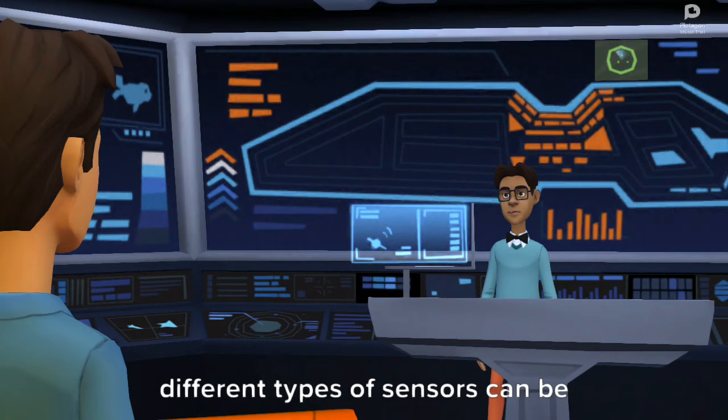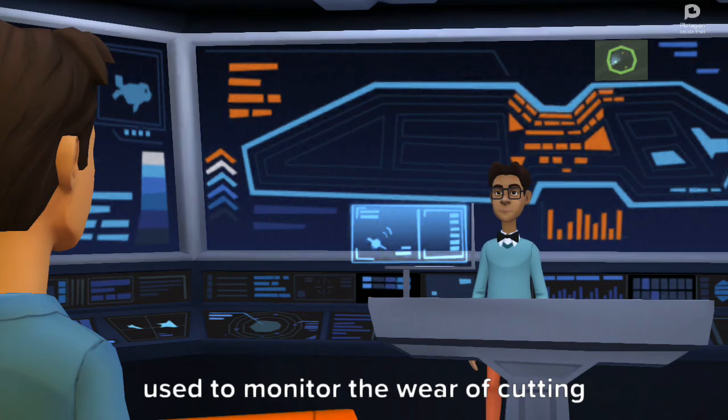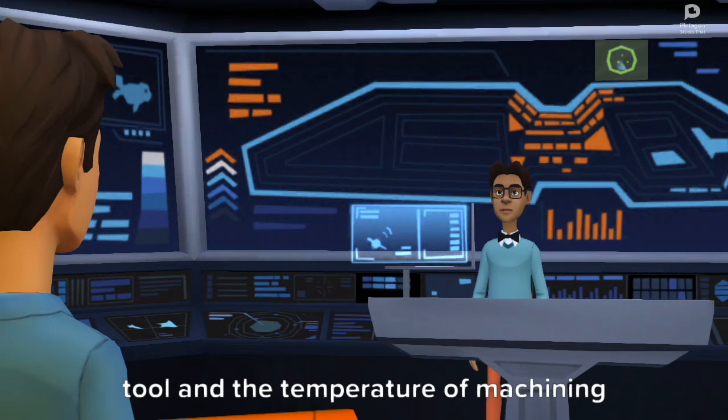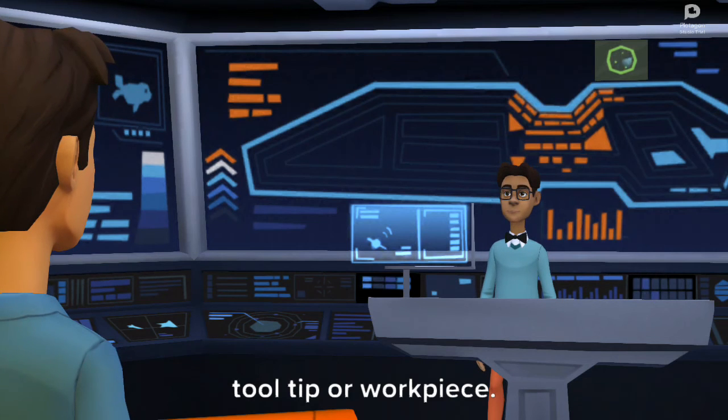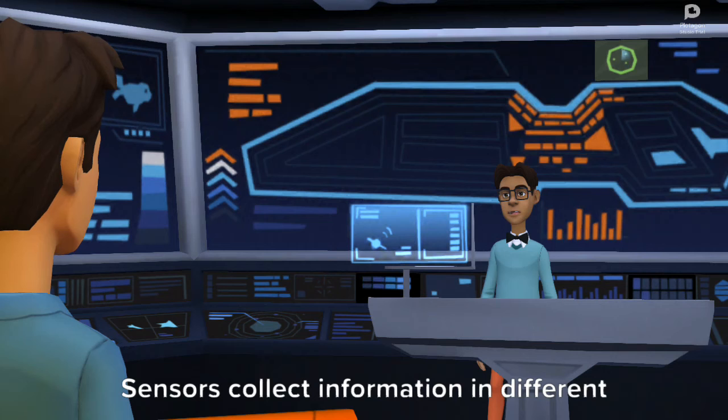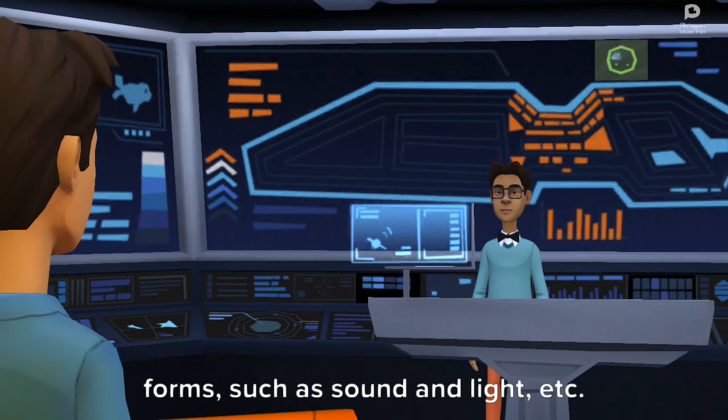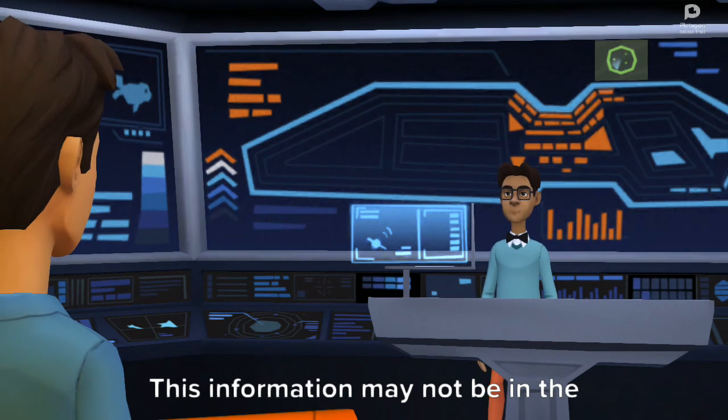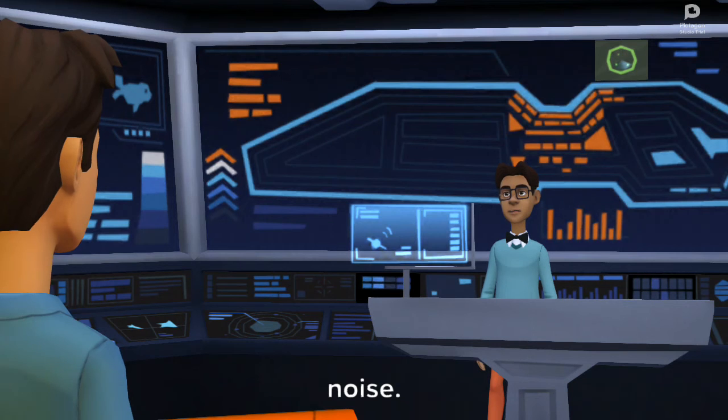As discussed in the previous lesson, different types of sensors can be used to monitor the wear of a cutting tool and the temperature of the machining tool tip or workpiece. Sensors collect information in different forms, such as sound and light, etc. This information may not be in the form we understand or may contain noise.